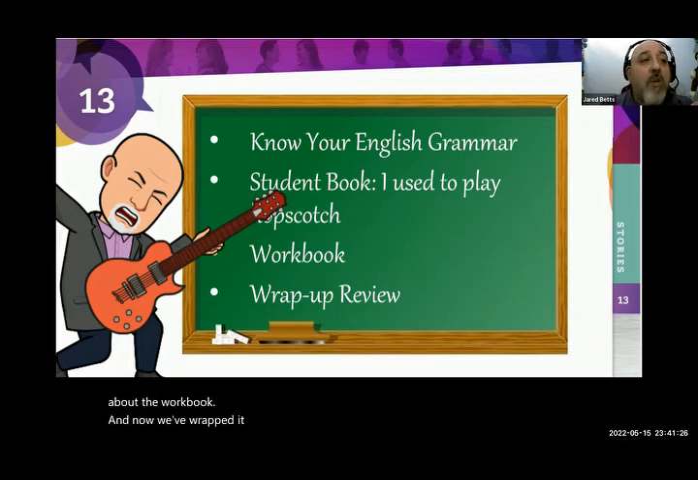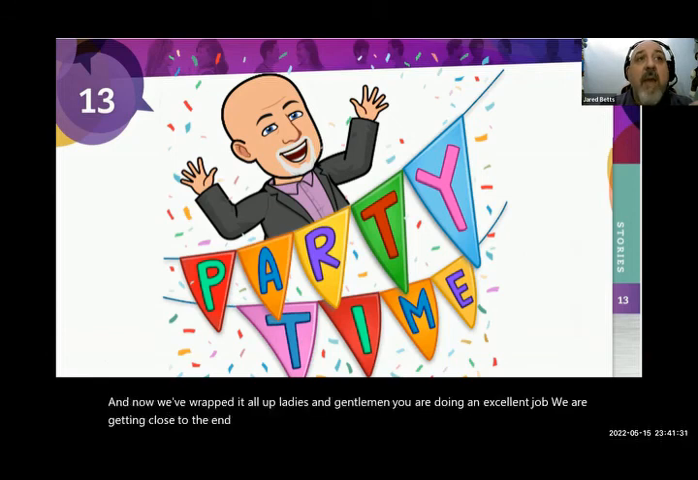Ladies and gentlemen, you are doing an excellent job. We are getting close to the end of the semester. And as we get closer and closer to the end of the semester, remember, it's all coming together and we're going to have some fun.